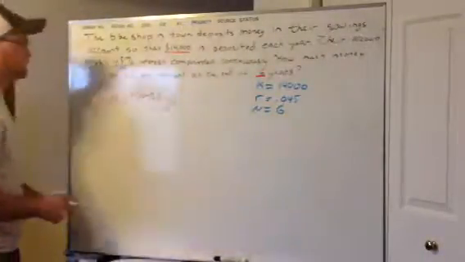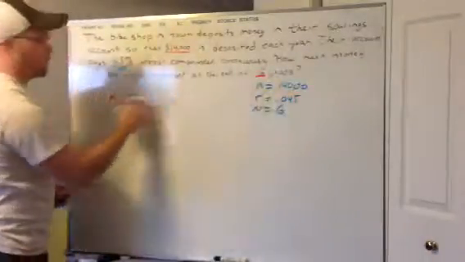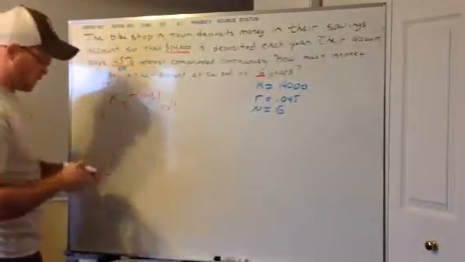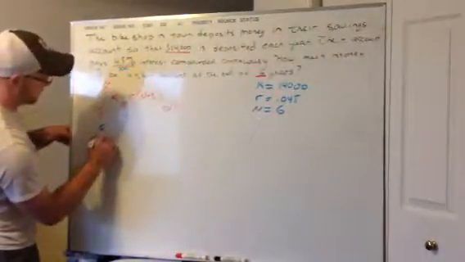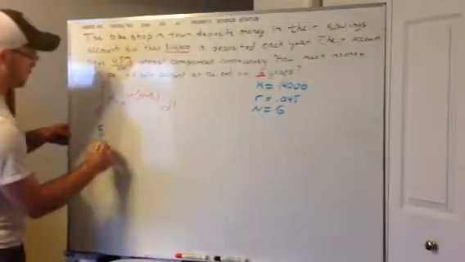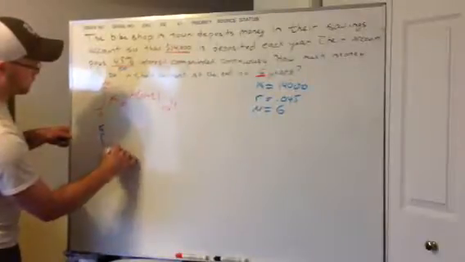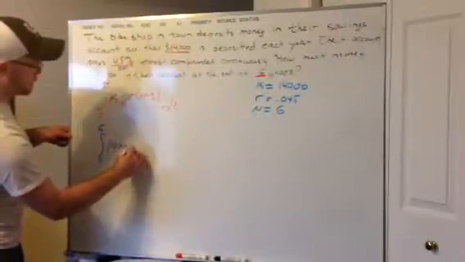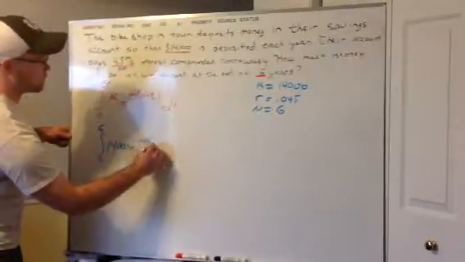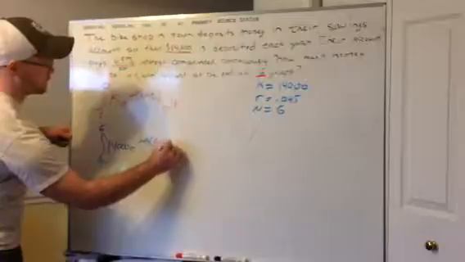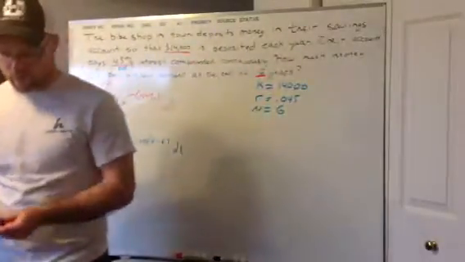Now we can plug these pieces into our equation. So we have the integral from 0 to 6 of 14,000 e to the 0.045 times (6 minus t) dt.